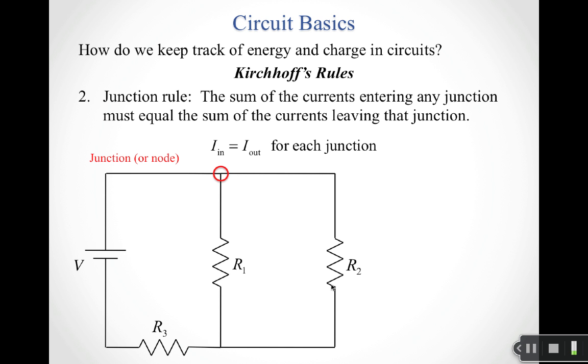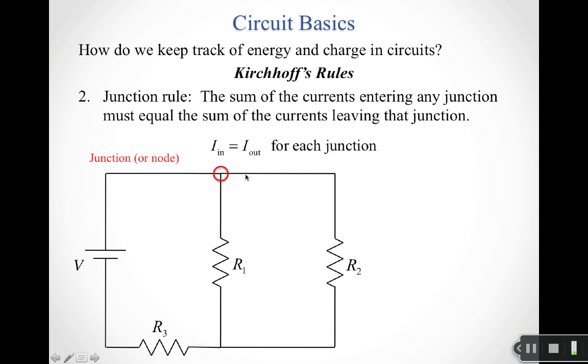Our second Kirchhoff rule is known as the junction rule. So let's start by defining what a junction is. A junction or a node is just a way of saying you've got a point where the wires split, and so current can flow in a couple of different directions, right? To anthropomorphize it, we'll say, oh, the current has a choice. Right? It could go this way or it could go this way.